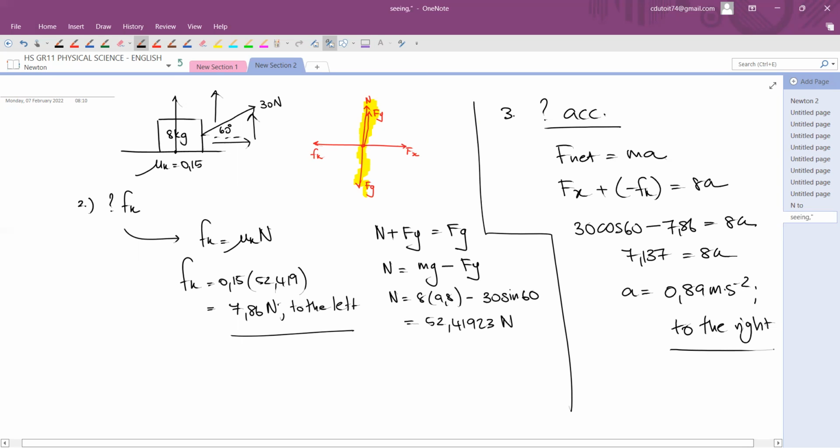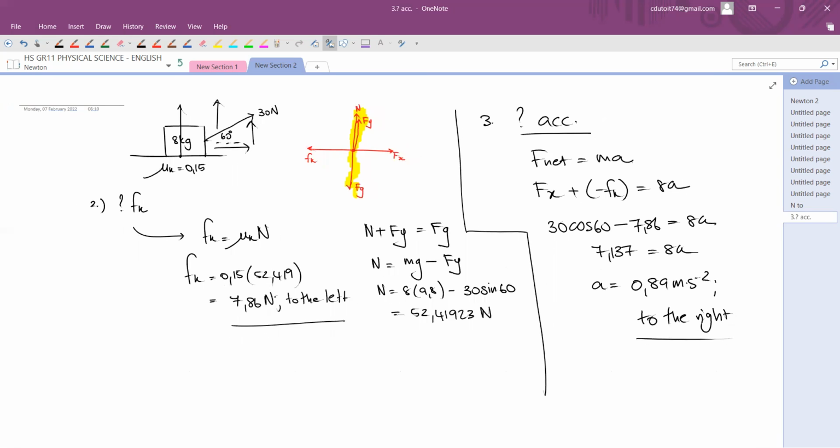So interesting. If you take 30 newtons and you put it at an angle of 60 degrees, the block only accelerates at 0.89. What was our other acceleration? If you pull it horizontal in line with the floor, it was over 2.2 meters per second squared.